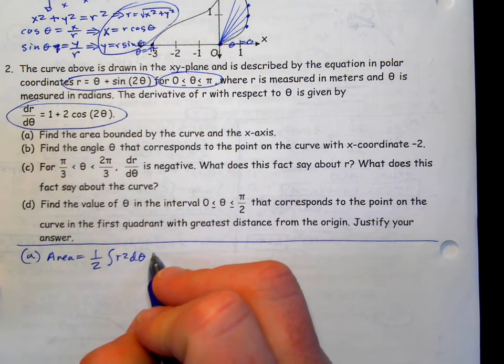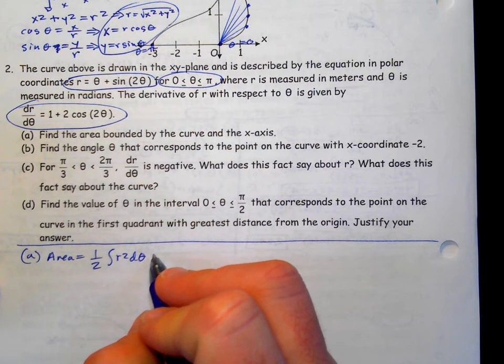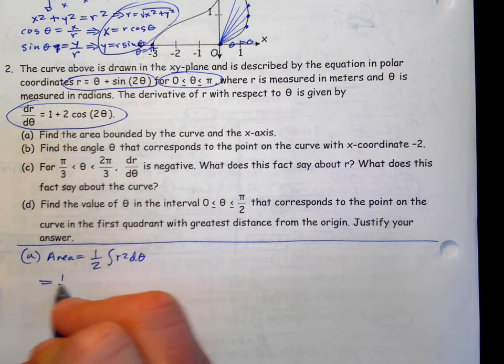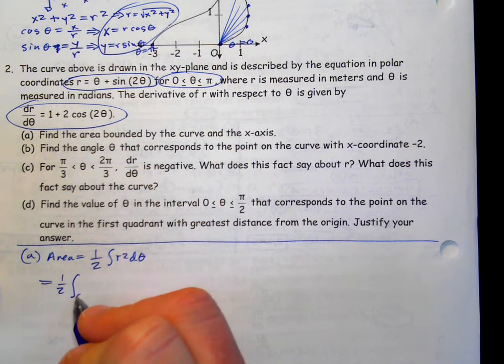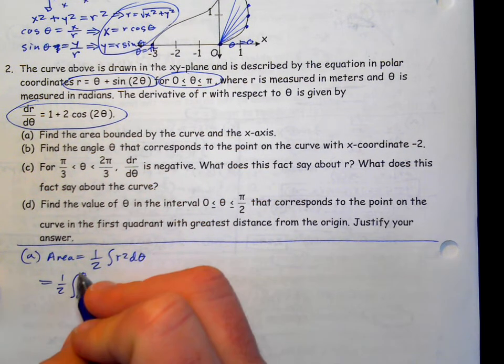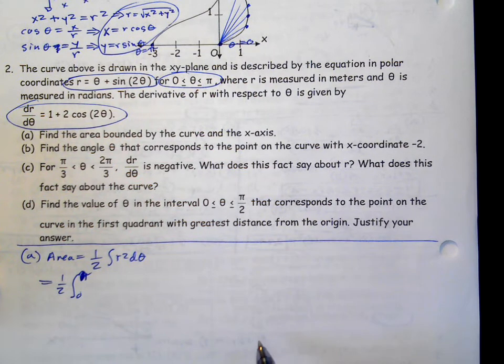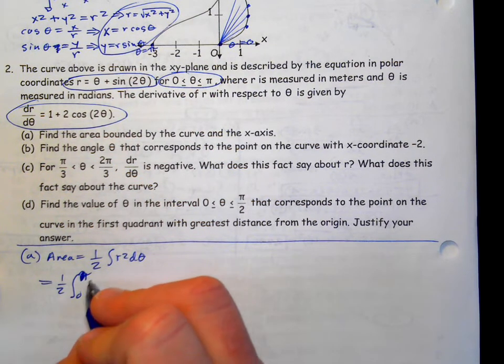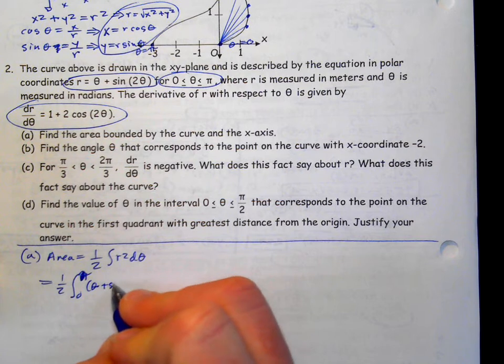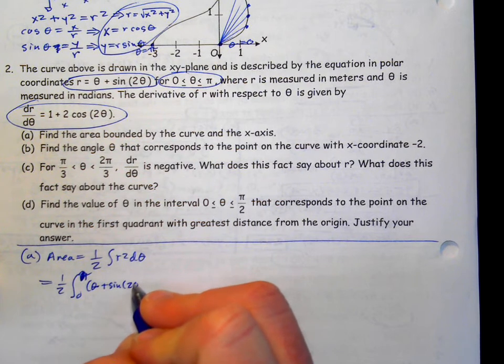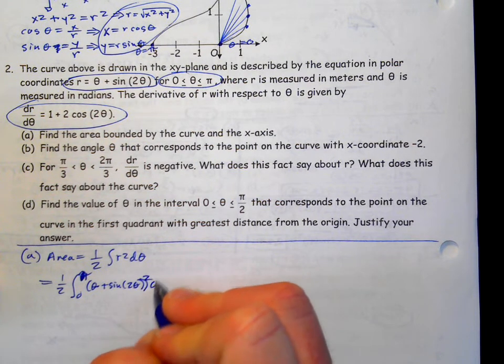So we could go ahead and just write equals 1/2. The limits are 0 to pi. And the radius is theta plus sine 2 theta, squared. Don't forget the squared, put parentheses.